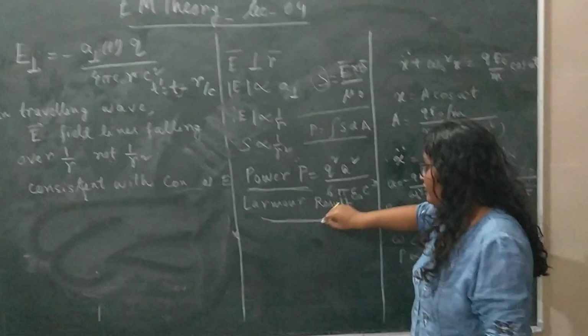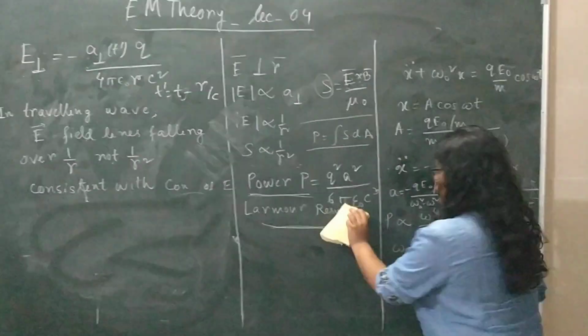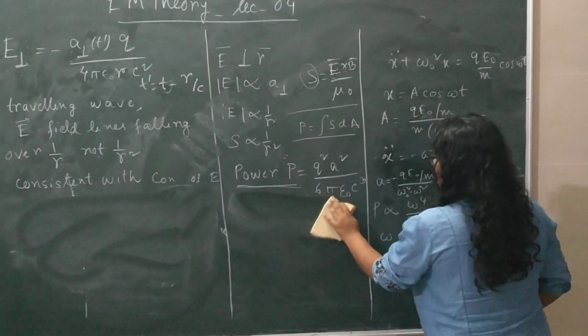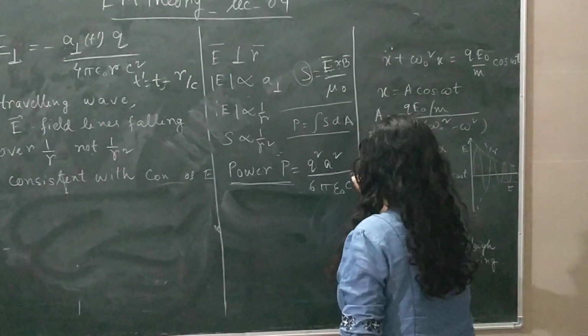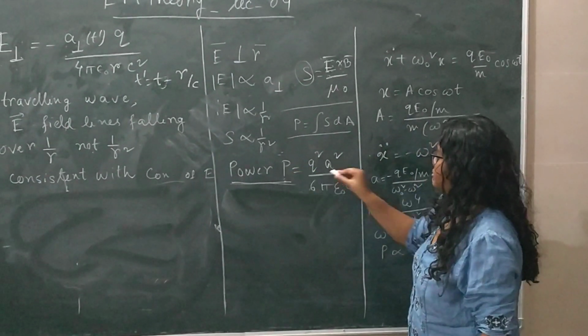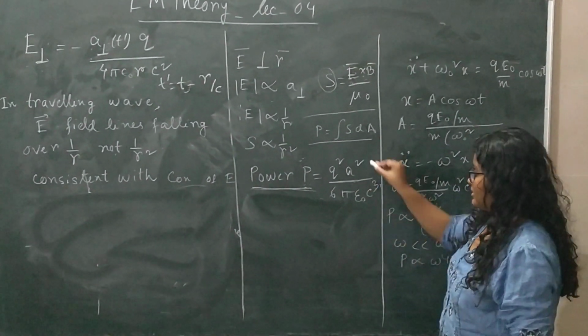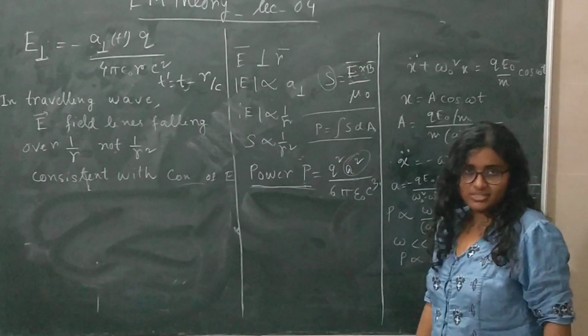That is the famous Larmor result, which is q square a square by 6 pi epsilon naught c cube. Here you see power is proportional to q square, and power is proportional to a square. That is, the acceleration term is present here.